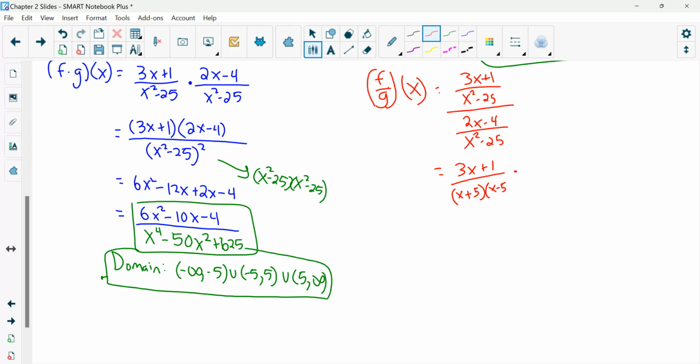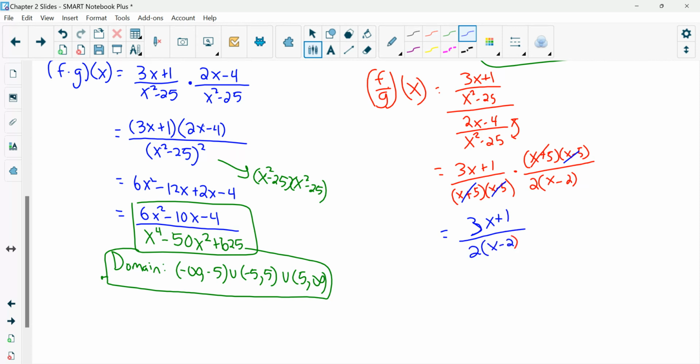So keeping that first fraction the same, changing that division to multiplication, flipping this fraction, and I'm gonna factor that fraction as well. So x plus 5, x minus 5, and I'm gonna factor a 2 out of the top there. I did a keep, change, flip, and I factored at the same time. Any factor on the top can cancel with any factor on the bottom. So x plus 5, x minus 5 cancel. I can't factor anything else, so we are left with 3x plus 1 over 2 times x minus 2.